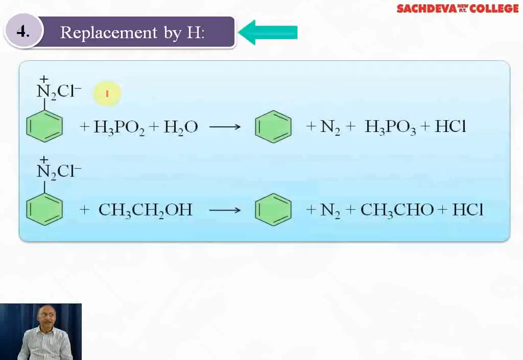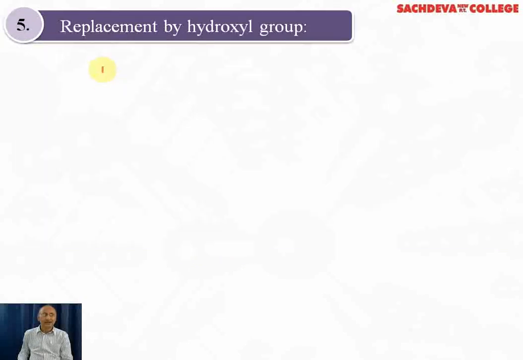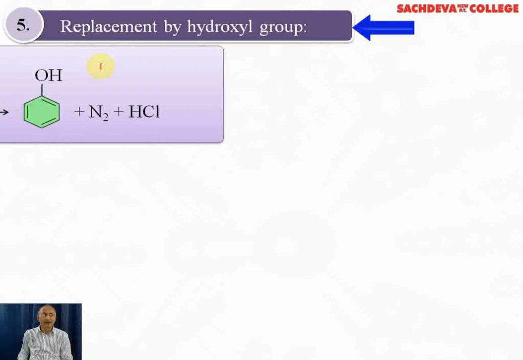Next we are taking replacement by hydrogen. Benzene diazonium chloride when treated with a reducing agent like hypophosphorous acid, H3PO2, plus water, we get benzene plus nitrogen plus H3PO3 plus HCl. So H3PO2 is acting as reducing agent. Instead of H3PO2, we can use ethyl alcohol as reducing agent. Benzene diazonium chloride will change to benzene plus nitrogen. Ethyl alcohol will get oxidized to acetaldehyde, plus HCl will be formed. Next we are taking replacement of hydroxyl group.